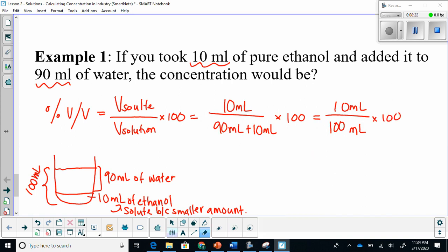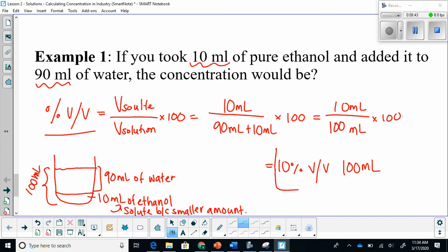Now, there's a specific way when you're reporting an answer. We're going to say that it's 10%, and then you're going to state the type of formula we used. It was percent by volume of volume. Percent volume of volume in a total amount of solution of 100 milliliters. I want us to get into good practice of this. I will be lenient in the beginning, but this gives me a lot of information of what it's saying. 10 milliliters of volume to volume ratio in a total amount of solution of 100 milliliters.